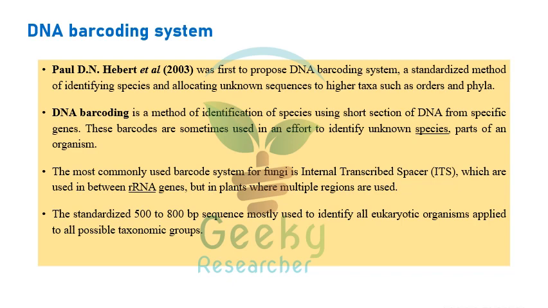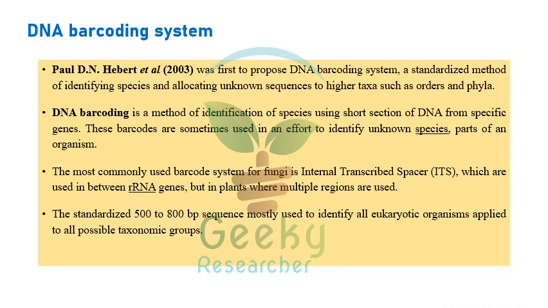So it starts with DNA barcoding. Hope you know what DNA and RNA are, deoxyribonucleic acid and ribonucleic acid, where DNA was first discovered by Watson and Crick in 1952 and 53, with a double helical structure. Now, DNA barcoding was first proposed by Paul Hebert in 2003. It is used for the identification of species and allocating unknown sequences to higher taxa such as order and phylum.